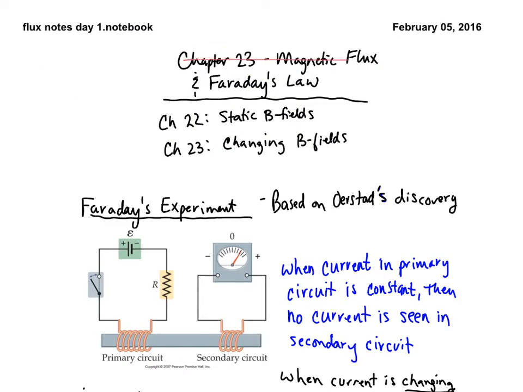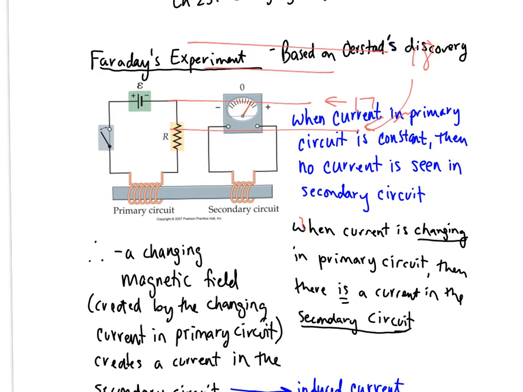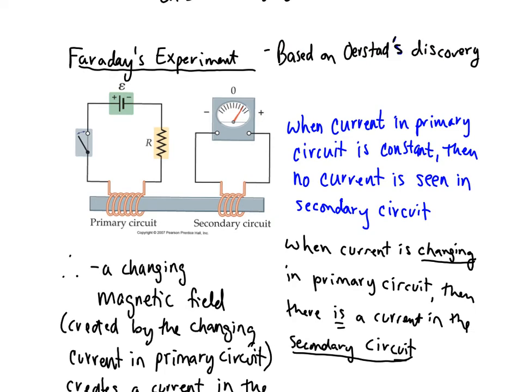Don't pay attention to this right here, because this is from notes that I gave in previous years in a different textbook. So for you guys it would be chapter 18 for magnetic flux, changing B fields. This is chapter 17 for you guys. But basically, here was Faraday's experiment. Let me shrink this down a little bit and scoot it up here. I just had to get rid of my old writing.